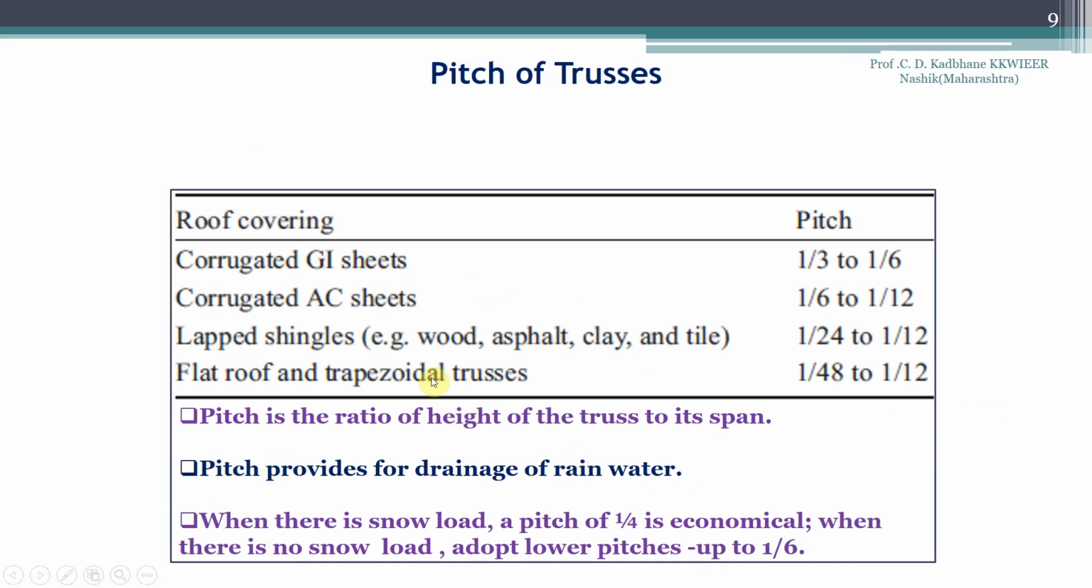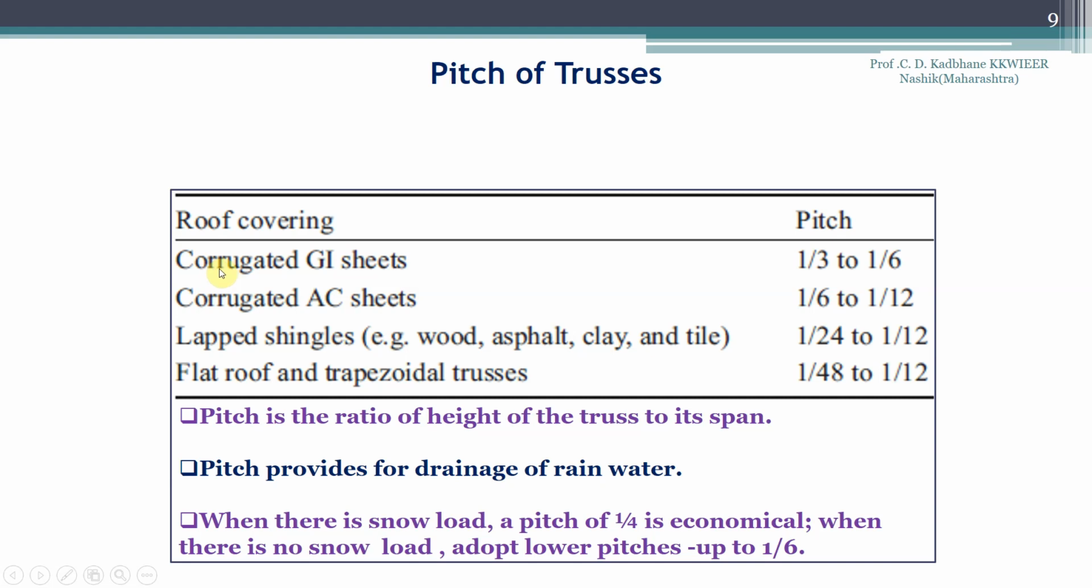So let us study about the pitch of trusses. So what is pitch? Pitch is actually a ratio of height of a truss to its span. And this pitch gives an idea for the drainage of rainwater. So for different types of structure, as per their location as well as width and length of structure, a drainage requirement will vary. Similarly, depending on type of sheet, whether it is a GI sheet, galvanized iron sheet, or asbestos sheet, again the pitch will vary.